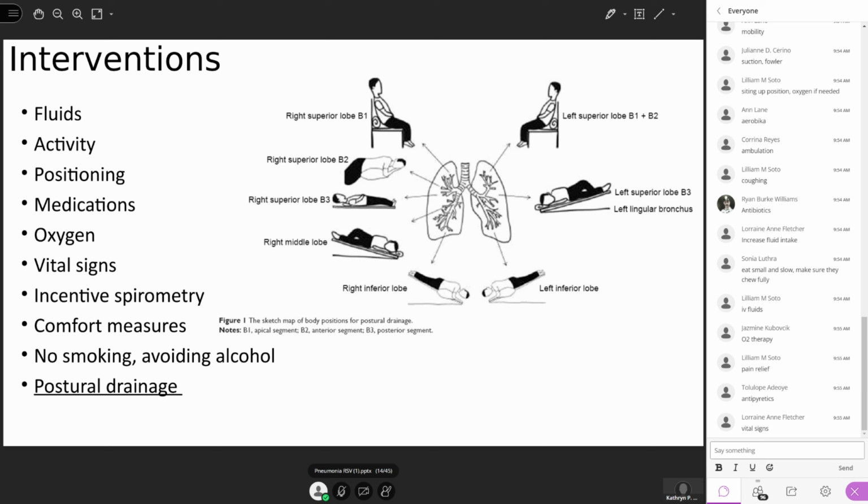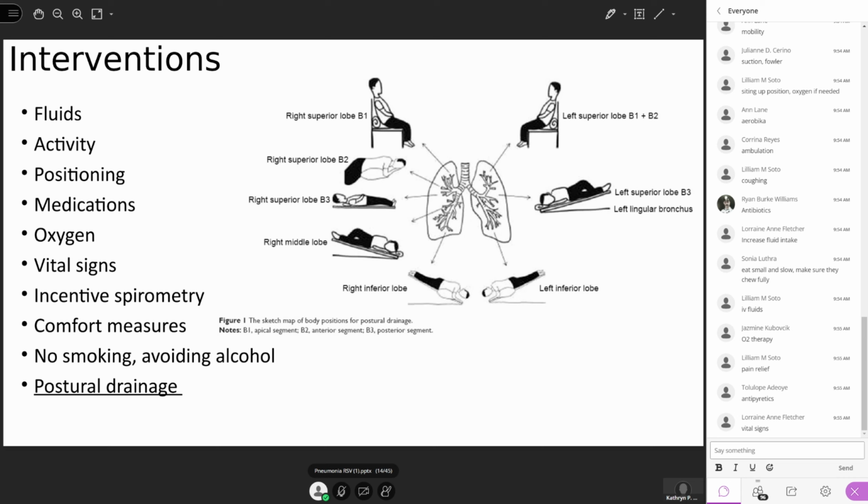Comfort measures, things like positioning, and what we can do to get our patient's temperature under control. If they're diaphoretic, changing their bed linens, anything we can do to get them comfortable. Smoking and alcohol: alcohol depresses your cough. There's dietary concerns as well. We've already talked about smoking. And then postural drainage, which is this picture here on the right-hand side.